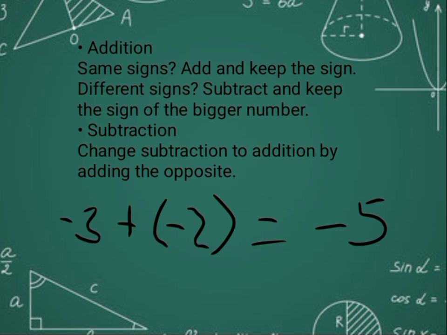Let's try another example. Let's say we have negative 5 plus 2, it is equal to negative 3. Because different signs, subtract and keep the sign of the bigger number. So the bigger number here is the negative 5, which means we will copy its sign.